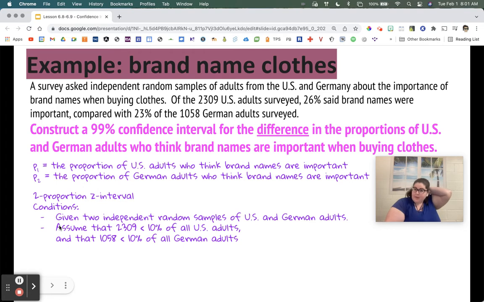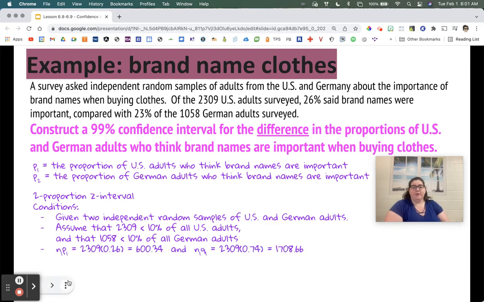To make sure that we can use a z-score to find this interval, we're going to do np, nq for both groups. So for the first group, which I said p1 was US, I would do sample size 2309 times the proportion of US who think brand names are important, which is 0.26. So 2309 times 0.26 is 600-ish. And then nq, 2309 times 0.74 is about 1708-ish. Both of those greater than 10.